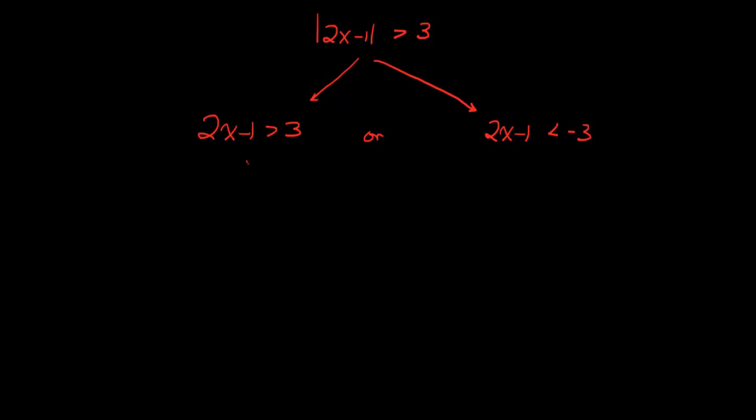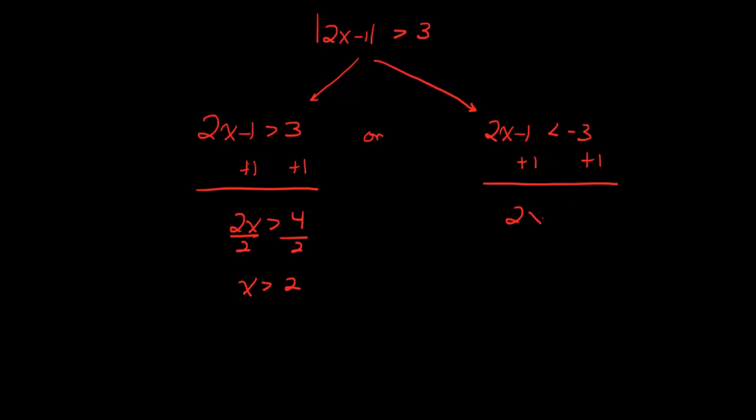Solving each one of these separately, we're going to add 1 on both sides. So we get 2x is greater than 4, and we're going to divide both sides by 2, and we get x is greater than 2. And here we're going to add 1 on both sides, and we get 2x, the negative 1 and the positive 1 cancel, is less than negative 2. And then we're going to divide both sides by 2, and we get x is less than negative 1.